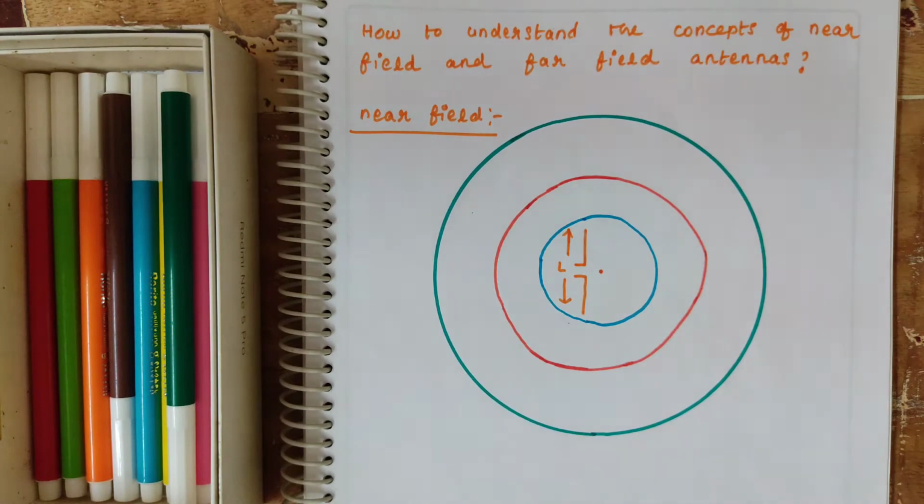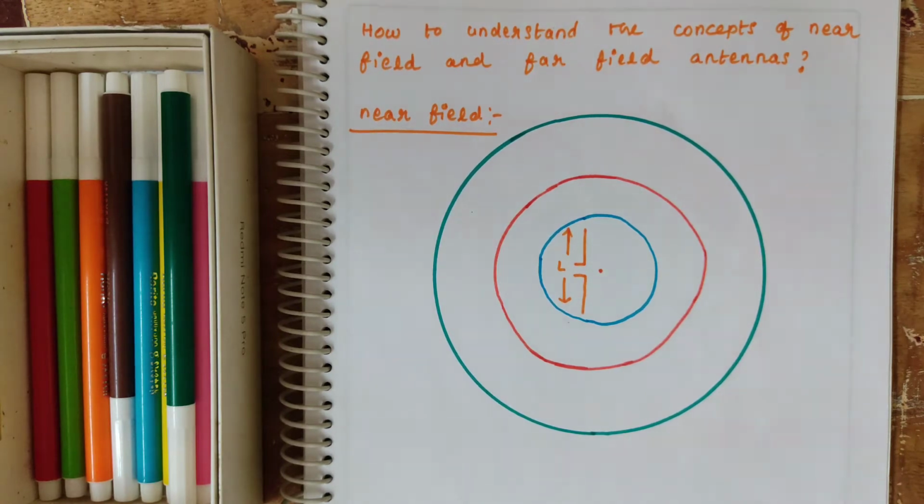Now we see about the near field region. The definition of near field region: the field which is near to the antenna is called near field. It has inductive effect and hence it is known as inductive field, though it has some radiation concepts.